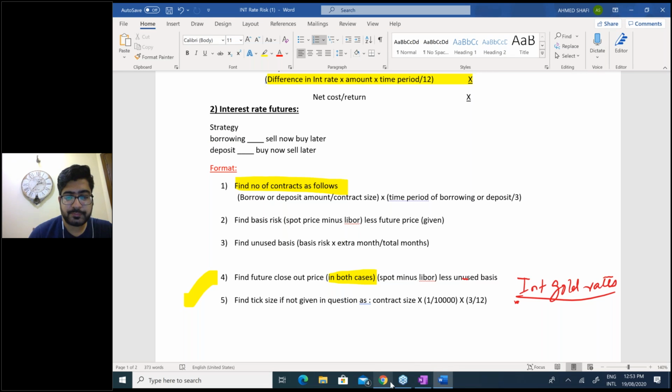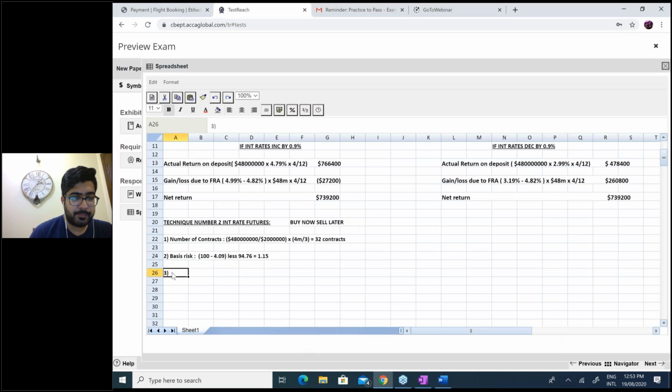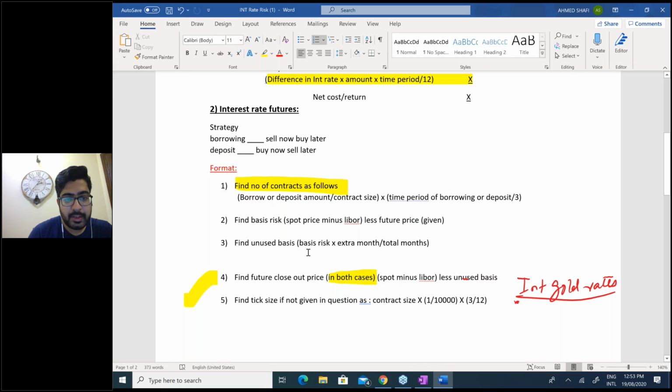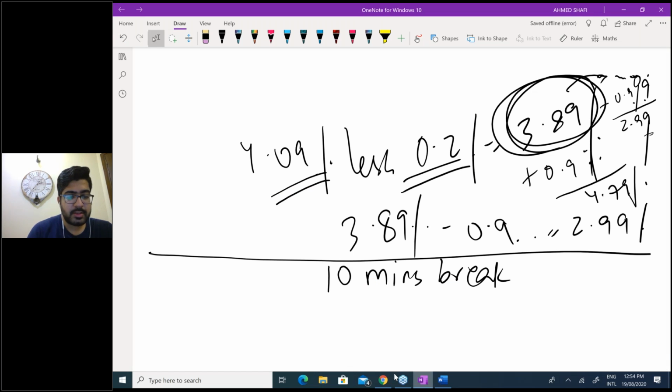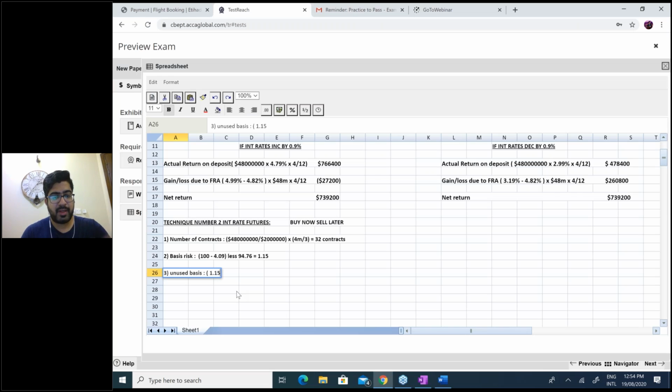Find unused basis. In the third step, you need to find unused basis. Now this is a bit tricky, so please pay attention. The formula of unused basis is basis risk into extra months over total months. So basis risk 1.15, just calculated, into extra months over total months.